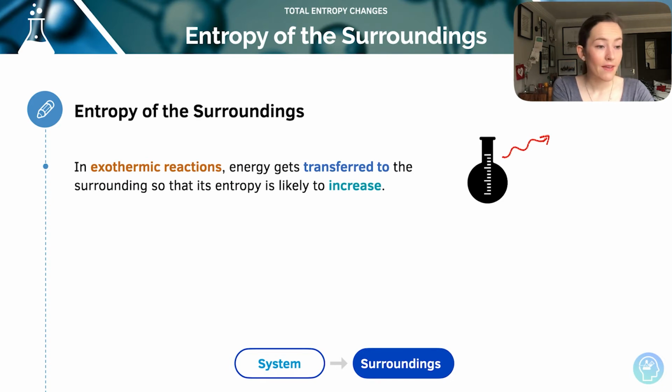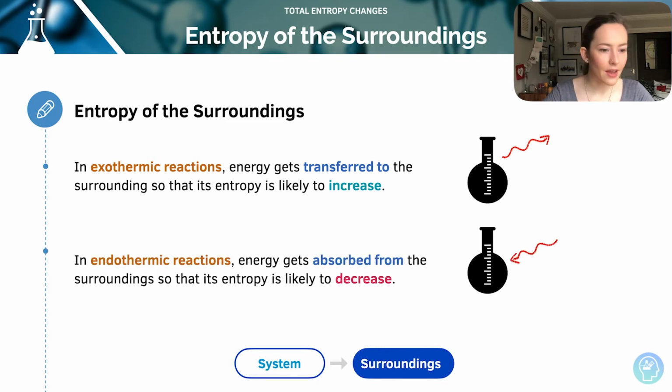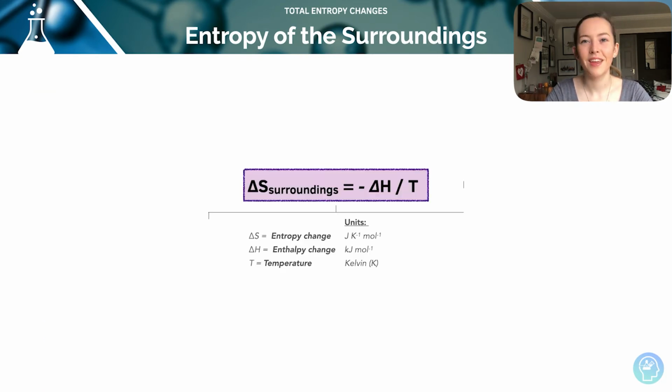An example here, in exothermic reactions, energy gets transferred to the surroundings. And in those cases, entropy is likely to increase. And conversely, in endothermic reactions, energy gets absorbed from the surroundings into the system, and the entropy is likely to decrease. In order to calculate a numerical value for the entropy change of the surroundings, we can do minus the enthalpy change divided by the temperature.